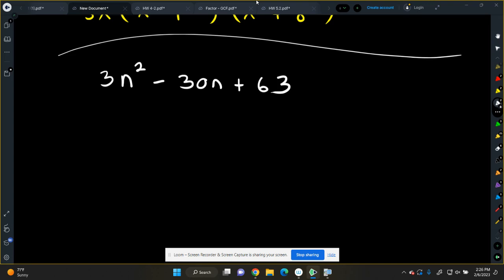This is like the easiest thing you can do. Miss Bergen, you put the GCF in the front of it, right?